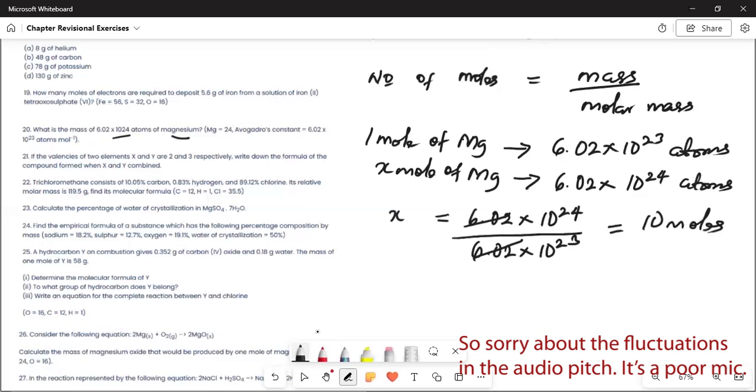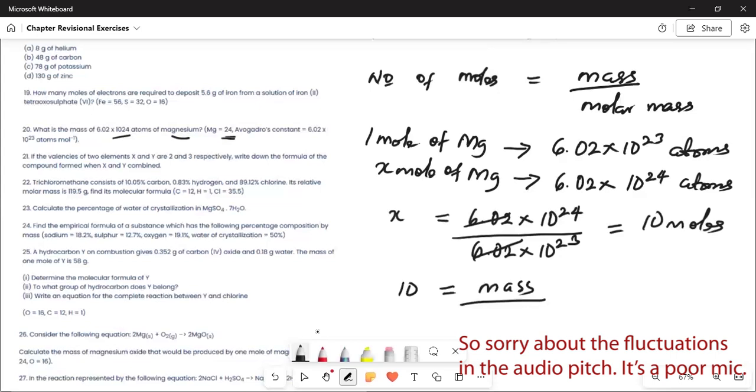But the question asks what is the mass? Number of moles is equal to mass over molar mass. Therefore, 10 is equal to mass over the molar mass of magnesium. Molar mass of magnesium is the same thing as the relative atomic mass. So the relative atomic mass expressed in gram gives the molar mass of magnesium.